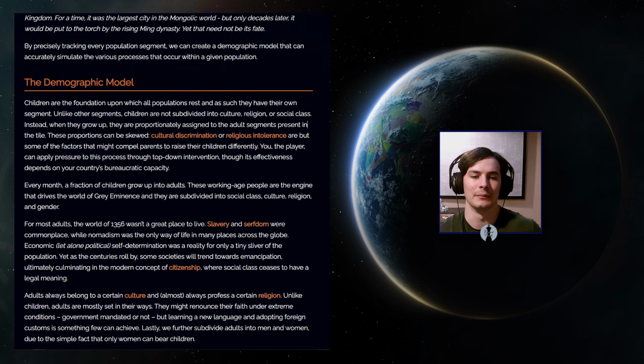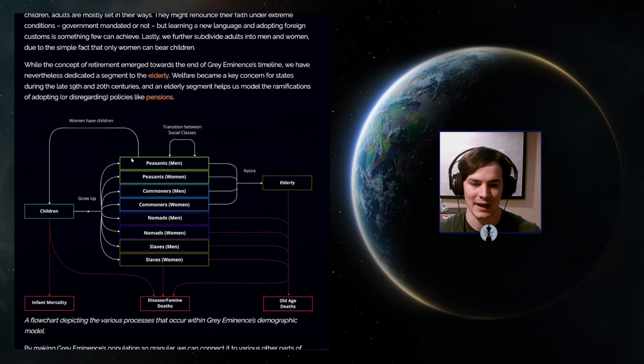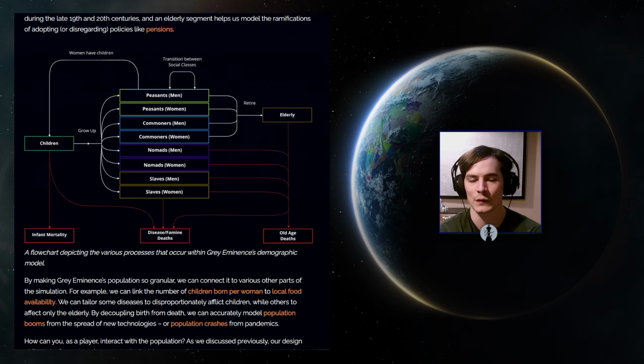So, demographic model. I'm going to actually skip ahead to here because I think this is a useful point to explain it from. These are all the different population groups, and they talk about the fact that they include an elderly one, even though things like pensions and formal retirement were only a thing in the very late end of their game, but they do appear to be concerned with modeling all the way along, which is obviously awesome. So they have included elderly, but as we note, nomads and slaves don't get to retire. So only the commoners and peasants.